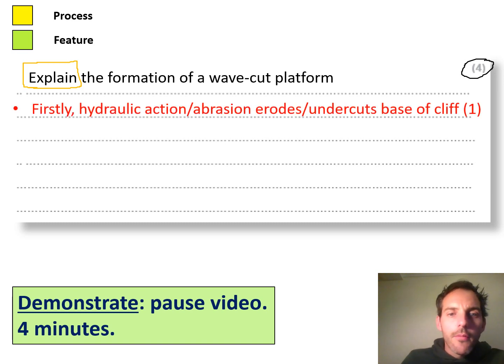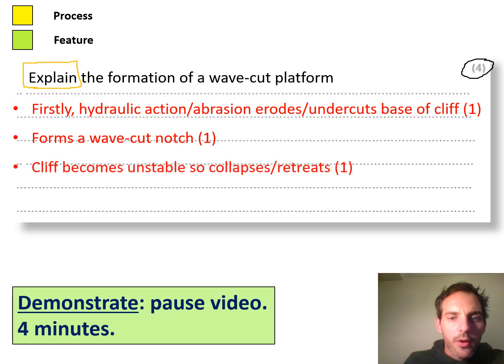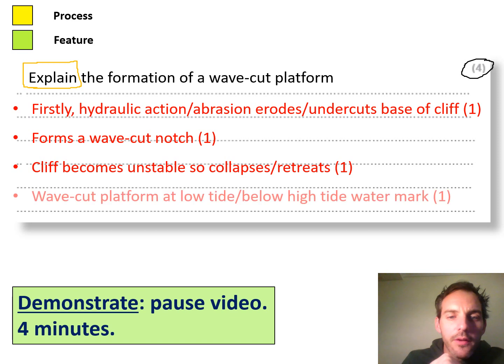Okay, so what we've got: firstly, hydraulic action or abrasion erodes, or we could have said undercuts, the base of the cliff. This forms our first feature, a wave cut notch. The cliff then becomes unstable or weak or any kind of word like that, so it retreats, it moves backwards. Then this leaves behind a wave cut platform at low tide or below the high tide watermark.